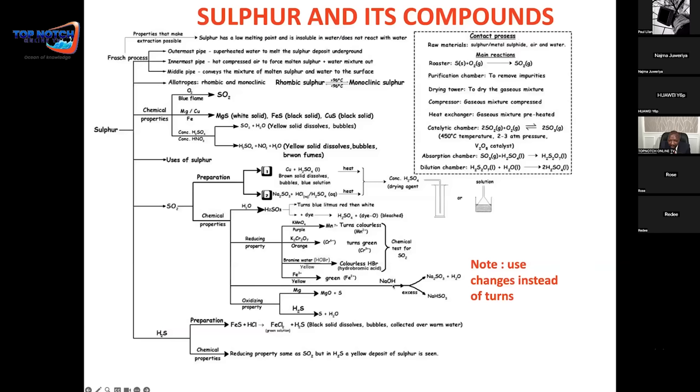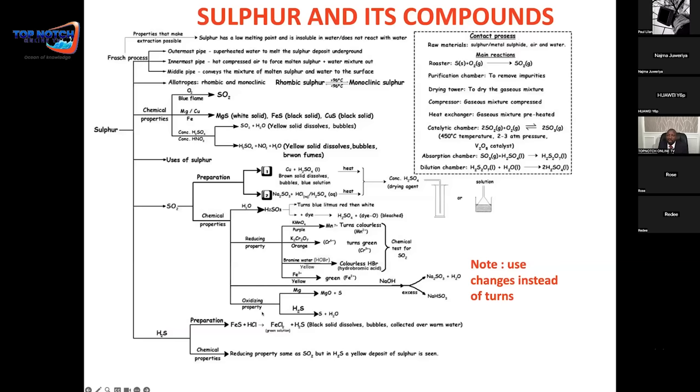Then we also have the reaction with sodium hydroxide. You get sodium sulfite plus water. If there is excess sulfur 4 oxide, you get sodium hydrogen sulfite. Then the oxidizing property: there are only two oxidizing properties. It reacts with magnesium to form magnesium oxide and sulfur, and also reacts with hydrogen sulfide to form sulfur and water. And remember, this question is very common, because both hydrogen sulfide and sulfur dioxide are reducing agents, but hydrogen sulfide is a stronger reducing agent. And that is it.